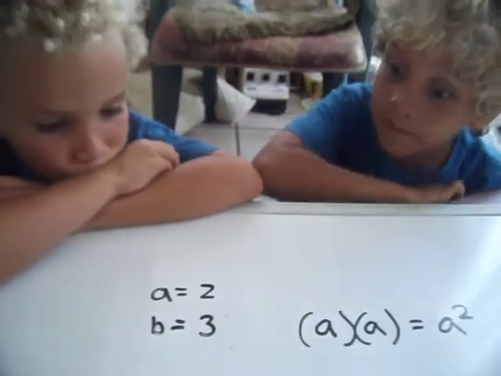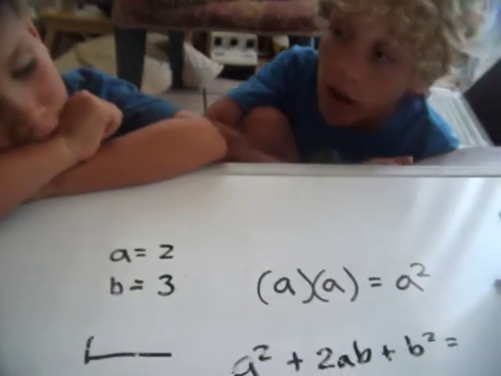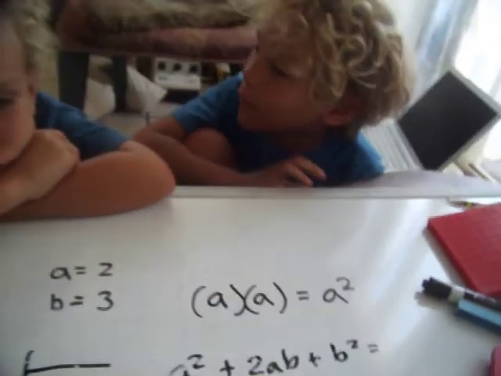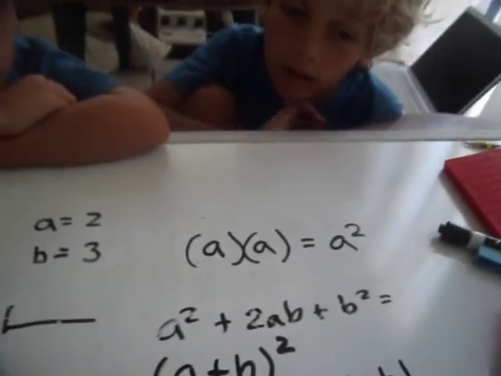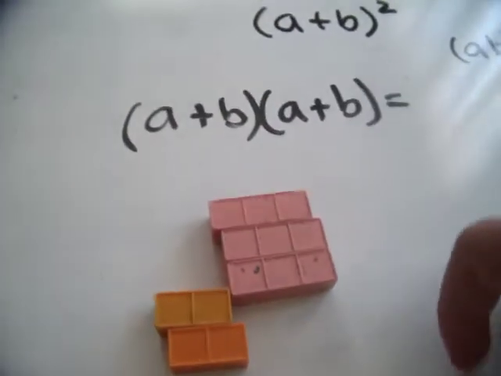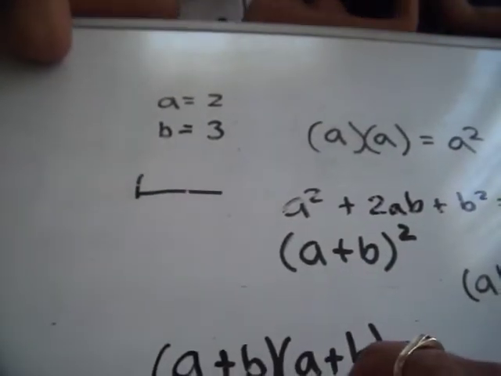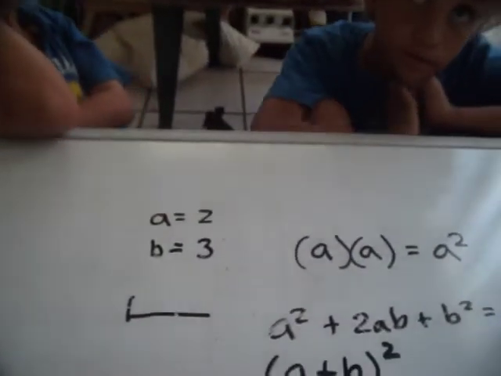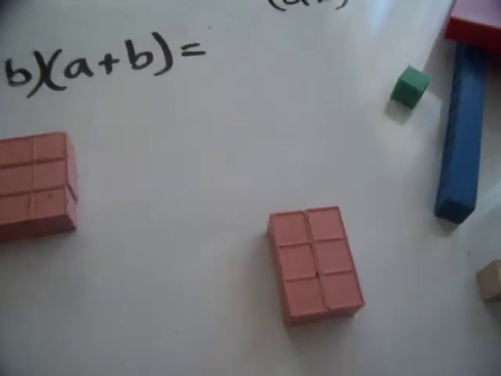Now, this is a B squared, but it says the B is 3. What's 3 squared? 9. Now, what's an AB? What's A times B? What's 2 times 3? 6. So I'm going to build it with 3's. And there's a 6. It has to be A, there's my 2, and B, there's my 3.